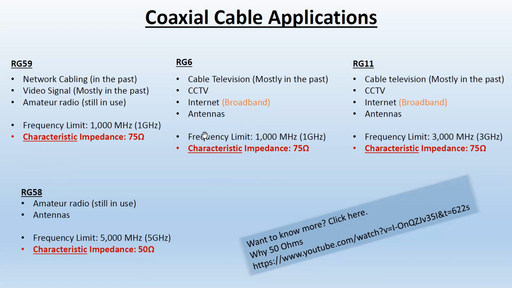Now, I put the frequency limit here, 1000 megahertz. Why didn't I just say 1 gigahertz? Because 1 gigahertz is 1000 megahertz. In the industry, in the popular way of communicating, people use megahertz. Even if it's 1 gigahertz, people communicate with megahertz. It's just the way things have settled. And characteristic impedance 75 ohms.